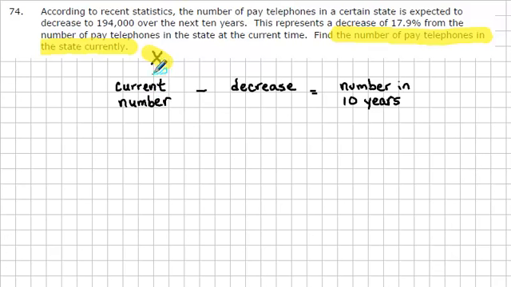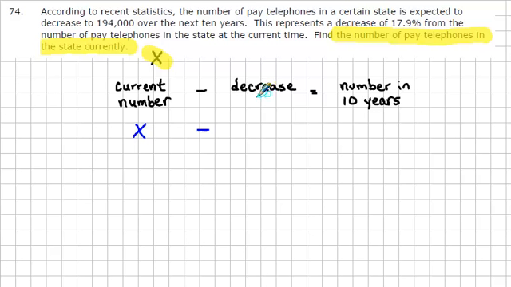The current number, that's what we're looking for. We're looking for the current number of paid telephones, and we've assigned the variable x to that quantity. So we put x in place of the current number. Okay, minus the decrease. Well, what is the decrease?